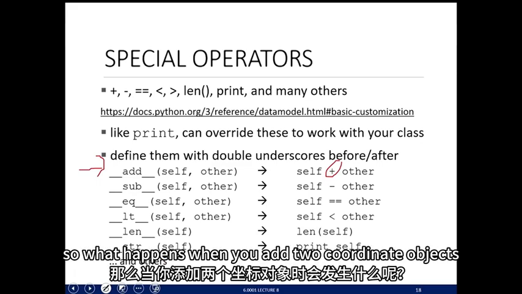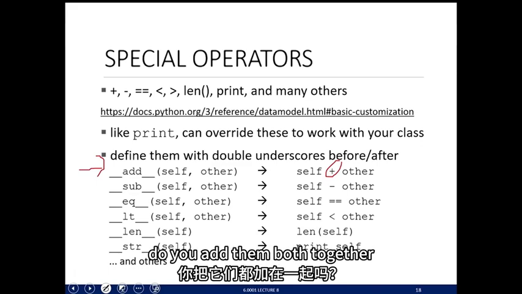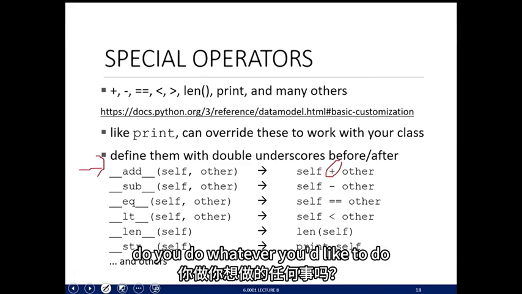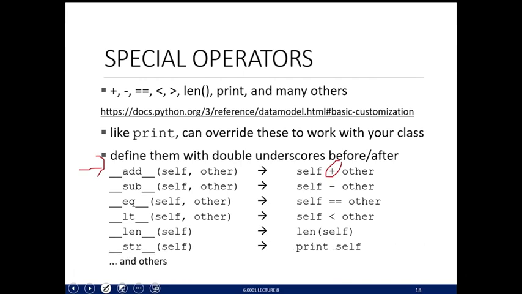So what happens when you add two coordinate objects? Do you just add the x values? Do you just add the y values? Do you add them both together? Do whatever you'd like to do, and then you document what you've decided.